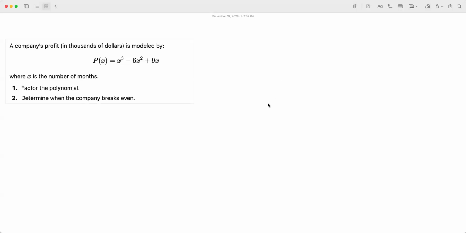Abhay, does your answer make sense? What is the $3,000? I don't get your meaning. Oh, it says the company's profit in thousands of dollars. Correct, but the question is to factor the polynomial and determine when the company is going to break even in terms of number of months, right? Oh, in months? Yeah, because x is the number of months, right?